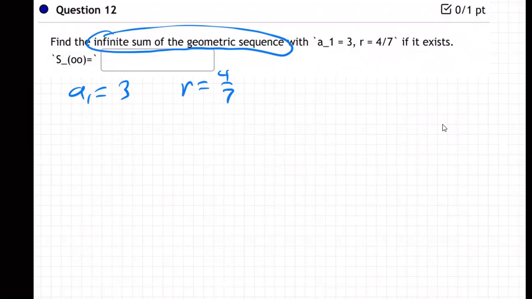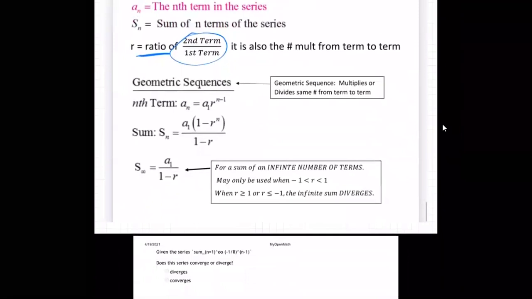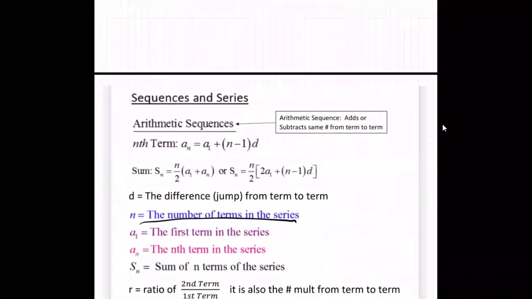So if you look in the formulas, here we go. See the S sub infinity there? See that little infinity? Infinite sum. It says a sum of an infinite number of terms may only be used when R is between -1 and +1. When R is outside of that, the infinite sum diverges. Okay, so there's the formula. S sub infinity is A1 over 1 minus R.